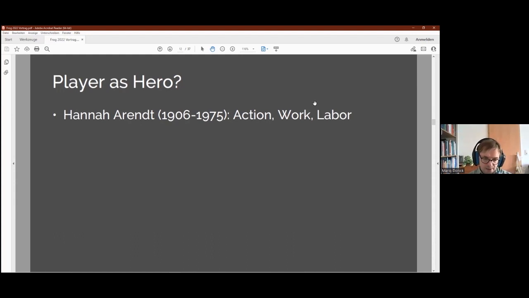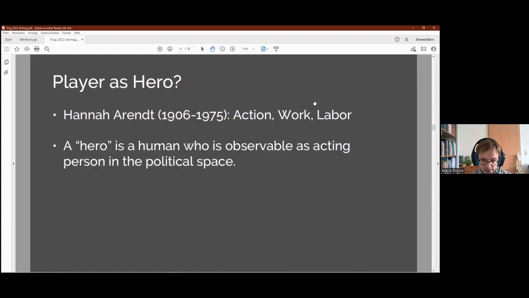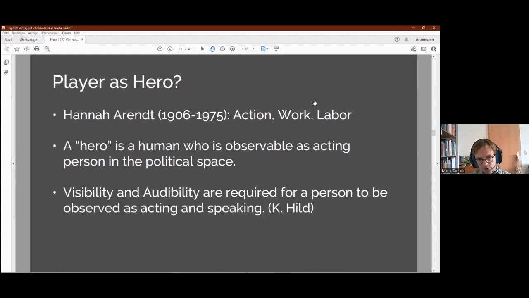With the philosopher Hannah Arendt, a hero is specifically a human who is observable as an acting person in the political space. Action is a specific kind of activity which Arendt distinguishes from labor and work, and I will come back to this distinction a bit later. And therefore, as Anja-Katrin Held wrote about Arendt, especially visibility and audibility are necessary for a person to be seen as acting and speaking. And this is something lacking in many games.